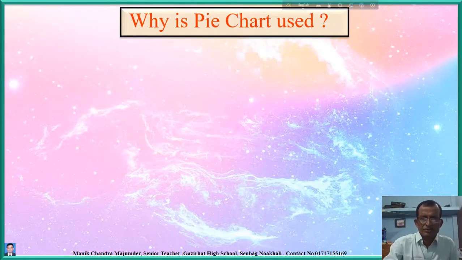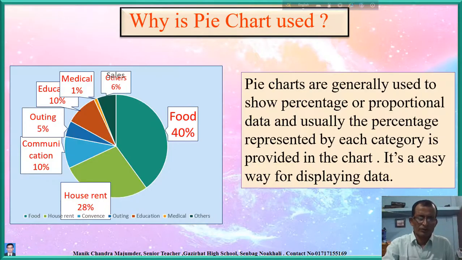Why is pie chart used? You can see another model of pie chart. There are some information also. Pie charts are generally used to show percentage or proportional data and usually the percentage represented by each category is provided in the chart. It is an easy way for displaying data.